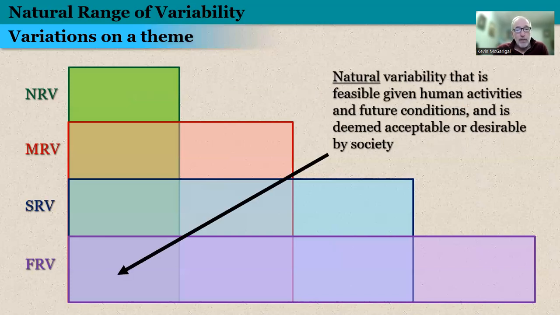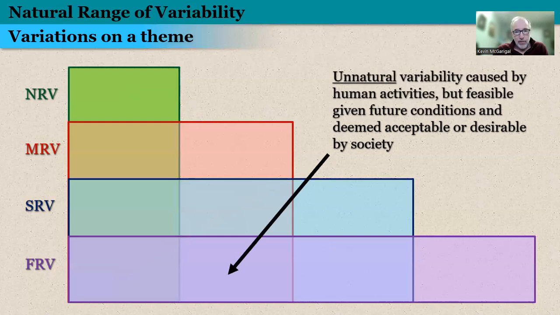You can also think about this partition in the Venn diagram. And this would be natural variability that is feasible given human activities and future conditions and is deemed acceptable or desirable by society. So it's the part of the future range of variability that encompasses what we expect to have occurred naturally in the absence of human activities. It's consistent with NRV. But it's also consistent with what modern human activities and land use practices are able to achieve. And it's also a variability that society finds acceptable or desirable.